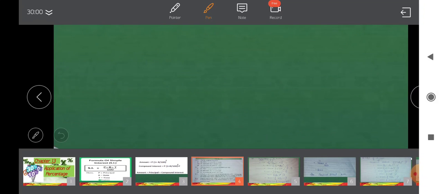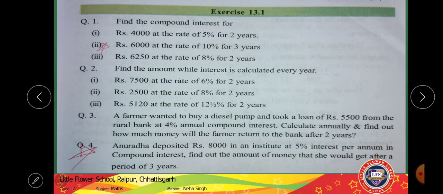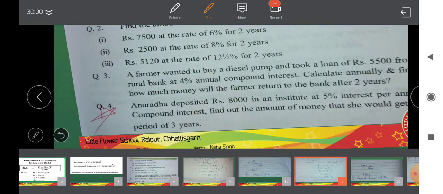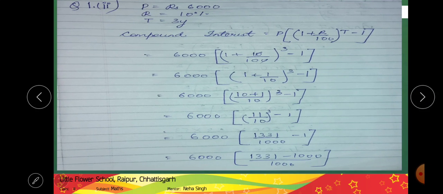Now moving on to the next question. See, all these questions are similar, right? The values of P, T and R are given. You need to put the values in the formula of compound interest and solve. I am solving the second question also. The third will be your homework. You are going to solve the third question in your notes.